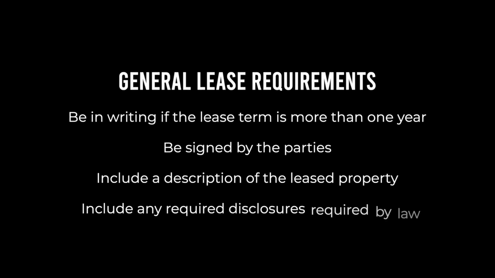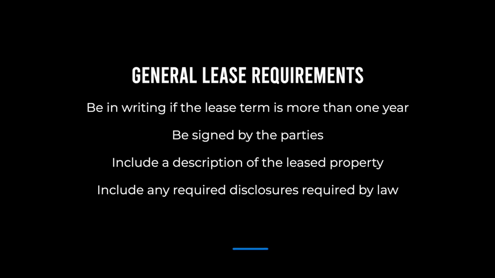What are the requirements for a valid residential lease agreement? Requirements may vary from state to state. We have videos explaining each state's rules on our website, but generally a residential lease agreement needs to be in writing if the lease term is more than 1 year, be signed by the parties, include a description of the leased property, and include any disclosures required by law. Another important factor in a lease agreement is its term. A residential lease usually has a fixed term of 1 year.